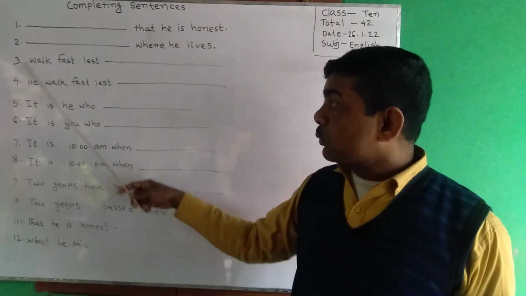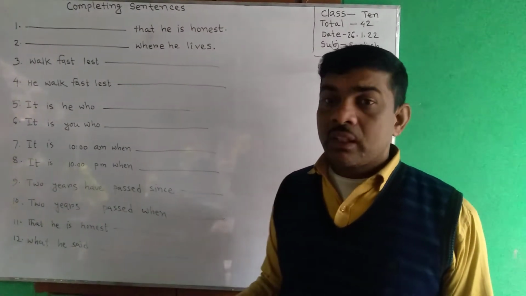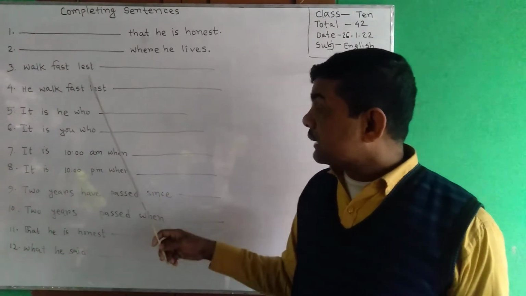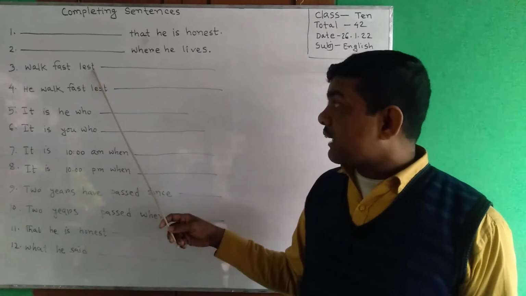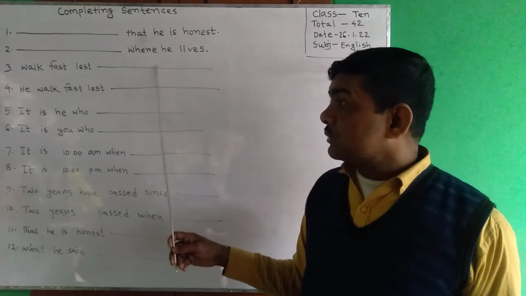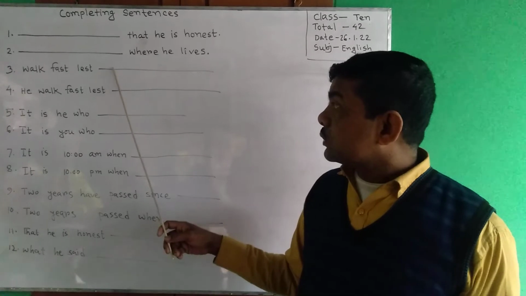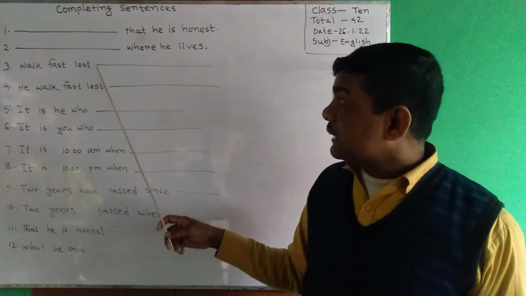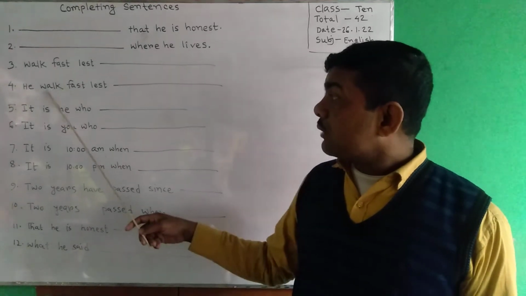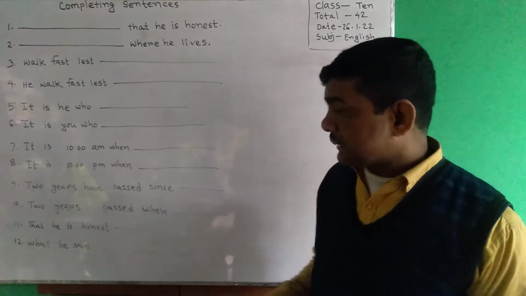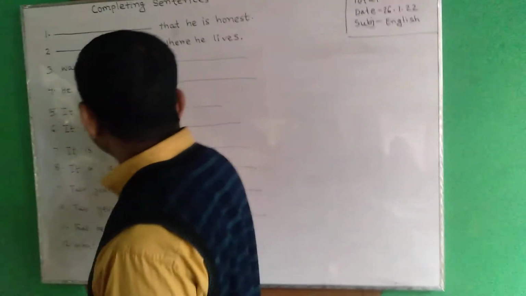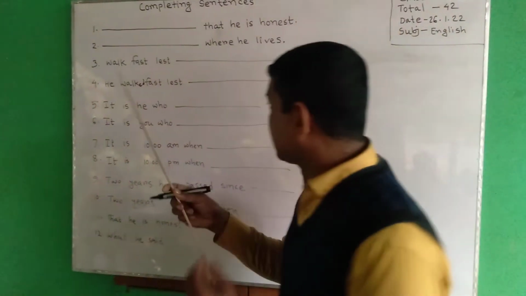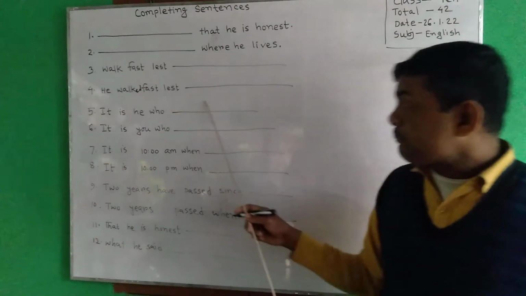Then we have 2 more sentences, 3 and 4. It is also based on one rule. This rule is after lest. After lest, we can use should. Subject plus should. Walk fast lest he should miss the train. He walks fast. Sentence. He walked. He walked fast lest he should have missed the train.